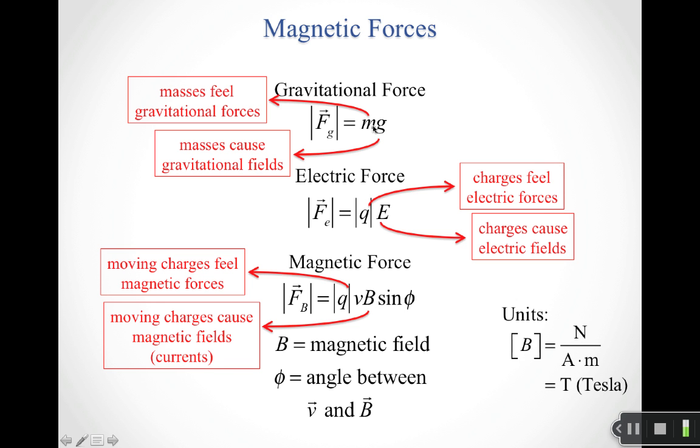So really, in the same way that the gravitational force is an interaction between two masses, and the electric force is an interaction between two charges, the magnetic force is the interaction between two currents, because that's what moving charges are. So we're going to be able to figure out what the magnetic field is that's caused by some current, and then how some moving charge reacts or feels that magnetic field through the magnetic force. So that's the idea. Masses cause the gravitational force, charges cause the electric force, currents cause the magnetic force.